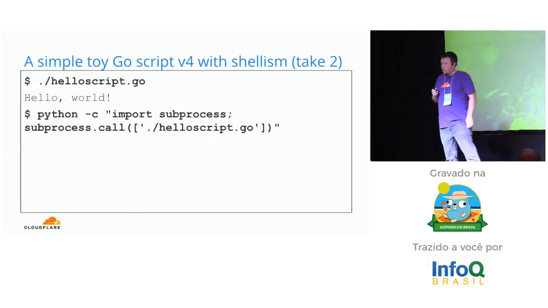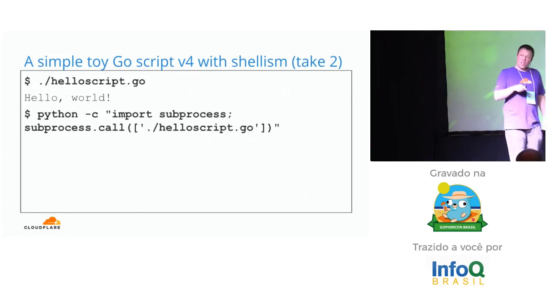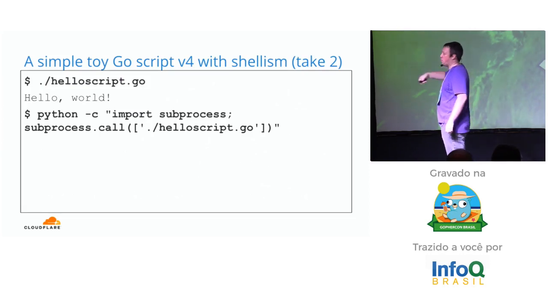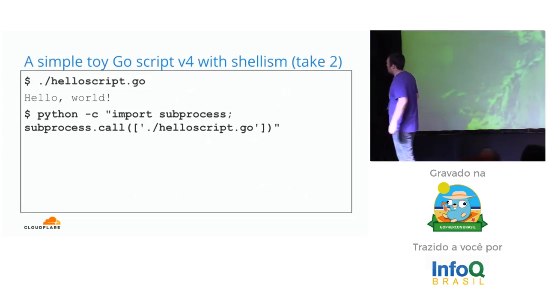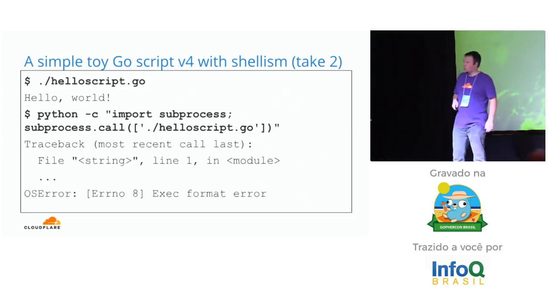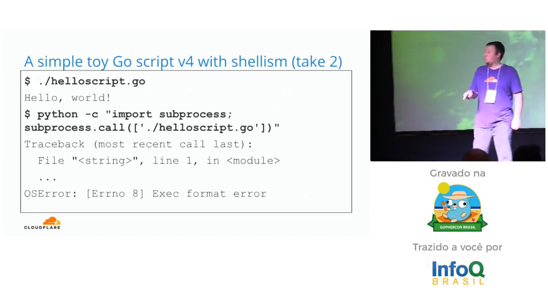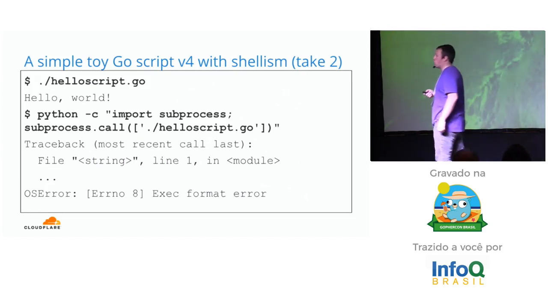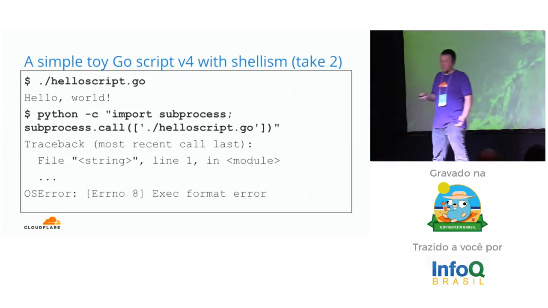Now, let's try to execute the same script, not from the shell, but from a different program. For simplicity, I use Python, but it can be any program which does an exec system call on your script. And if you try it, you will see this. So what happened here? You will see an error from the operating system, exec format error, which means that the kernel, the operating system, could not parse your executable format. It doesn't know how to execute this file.